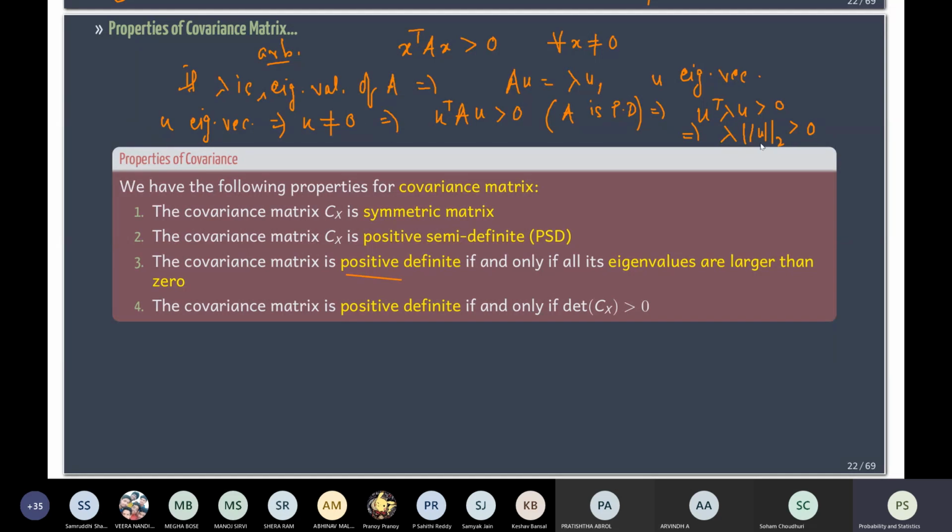But this is always a positive quantity. So I can divide by this, which implies lambda is greater than 0. And lambda was any arbitrary eigenvalue, right? So this does imply that the eigenvalues are larger than 0.